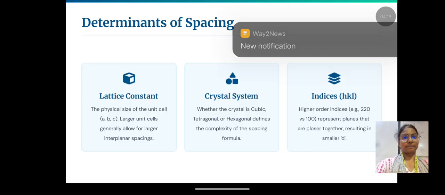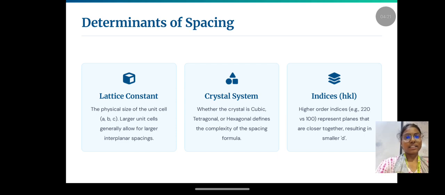Determinants of spacing. Lattice constant: the physical size of the unit cell, a, b, c. Larger unit cells generally allow for larger interplanar spacing. Crystal systems: whether the crystal is cubic, tetragonal or hexagonal defines the complexity of the spacing formula. Indices hkl: higher order indices, for example 220 versus 100, represent planes that are closer together, resulting in smaller d.